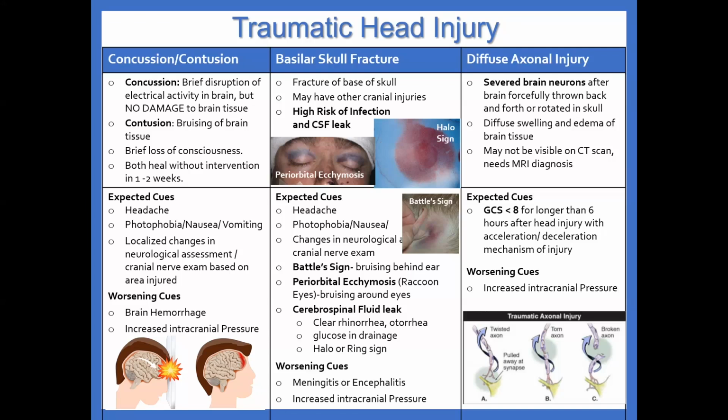So if you see a basilar skull fracture, you would be on the lookout. Once you know your patient has a basilar skull fracture, be on the lookout to see if they have a CSF leak. They may or may not, but it's a high probability that if we broke that bone under there with enough force, we might have broken the ventricle and be leaking some CSF out as well.